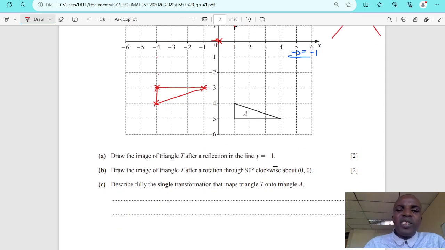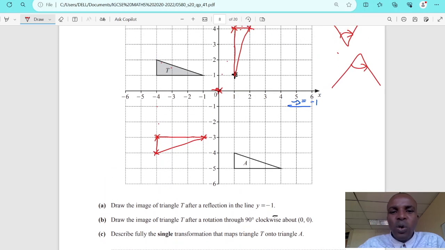Next, part C: describe fully the single transformation that maps triangle T onto triangle A. T onto A. A is the image of T. Check size, the same. Direction, the same. It is a translation. If size the same, direction the same, it's a translation. Then we need the vector of translation now.